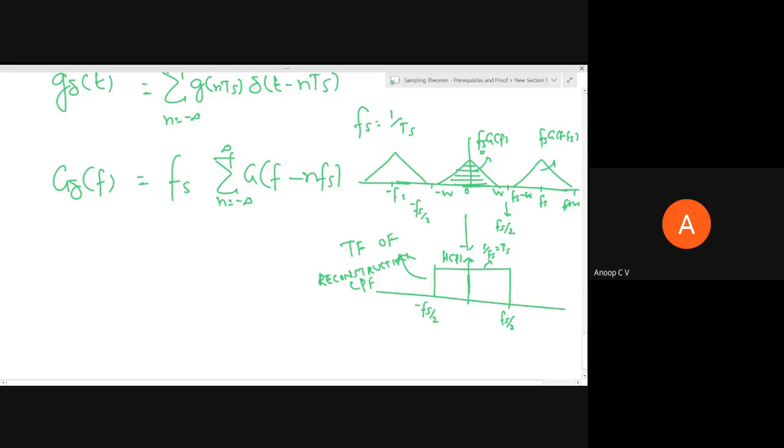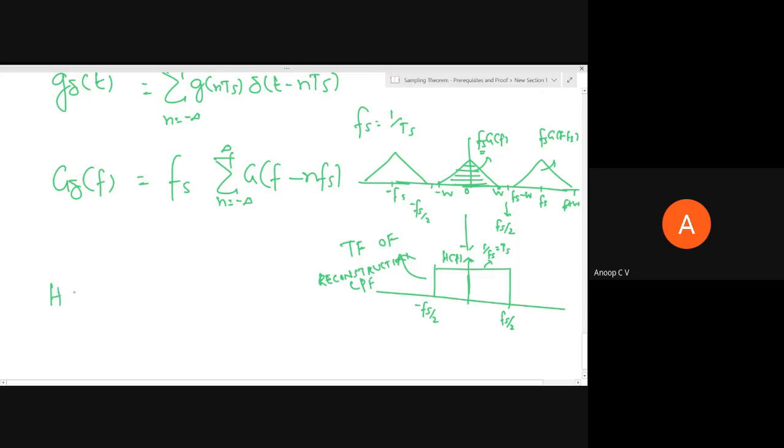So in practice we can use practical filters if fs is much beyond w, so we can have a transition. We are interested in the frequency range from minus w to w. So even if we have a practical filter which has a finite roll off and spans above fs by 2, it won't be a problem. So this is the transfer function of an ideal reconstruction low pass filter.